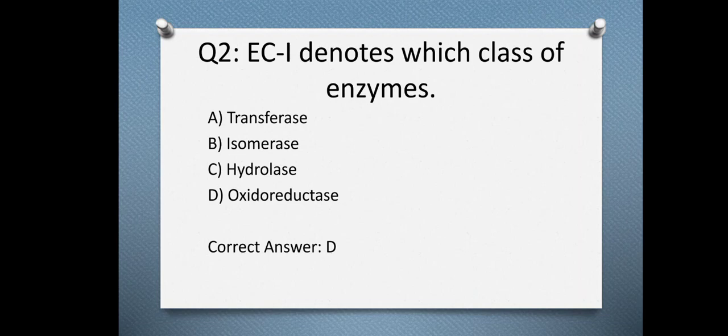Look, we have seen 6 main classes of enzyme and they were denoted as EC1 to EC6, and in this question we have seen EC1 denotes oxidoreductase.